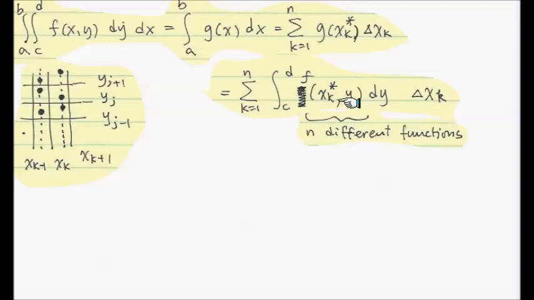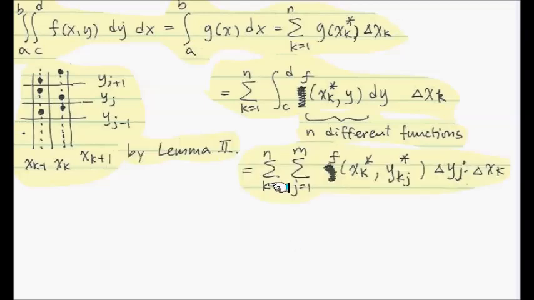For each of these xk star, lemma 2 applies again. Let me say that again. For each k, there is this value xk star, and lemma 2 applies again. Lemma 2 says that this integral can be rewritten as an exact sum like this. So by lemma 2 we have this one. For given k, depending on xk star, this function inside is rewritten as a Riemann sum from j equals 1 to m, over the given interval here, however you split it up.